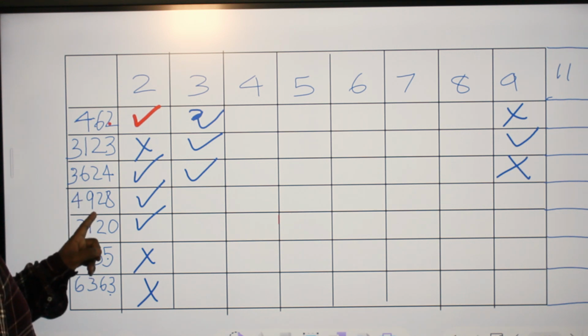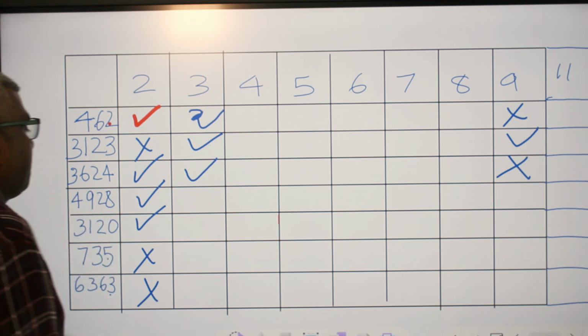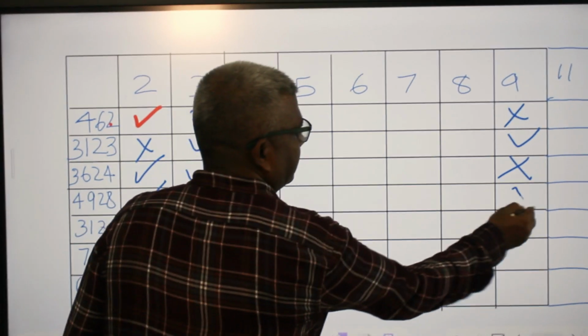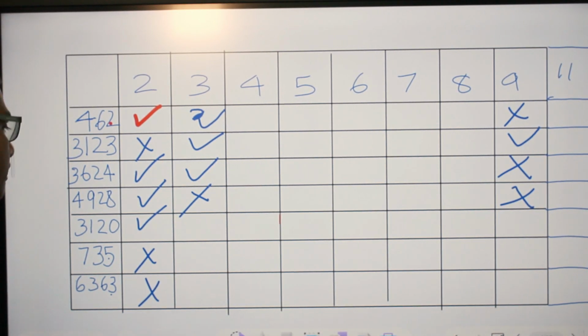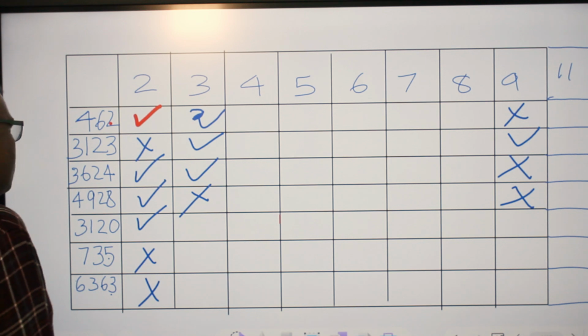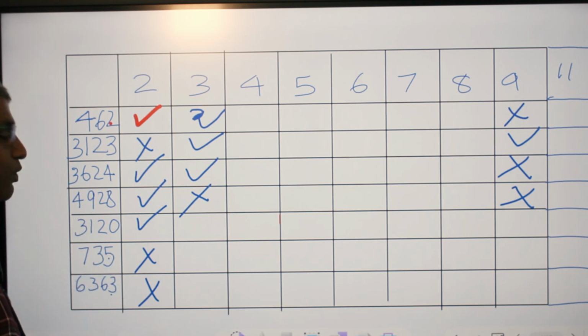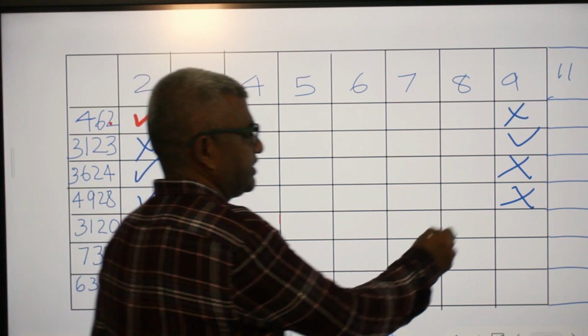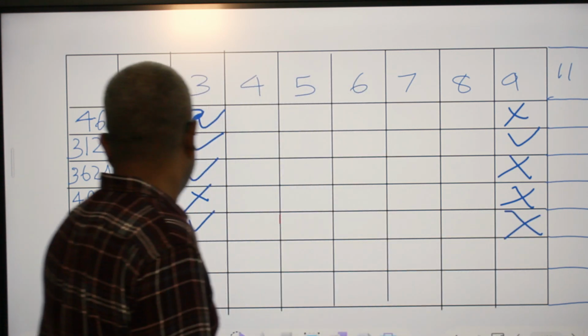4 plus 9 is 13, 13 plus 2 is 15, 15 plus 8 is 23. 23 is not divisible by 3, then it will not be divisible by 9 also. 3120: 3 plus 1 is 4, 4 plus 2 is 6. 6 is divisible by 3, but 6 is not divisible by 9.